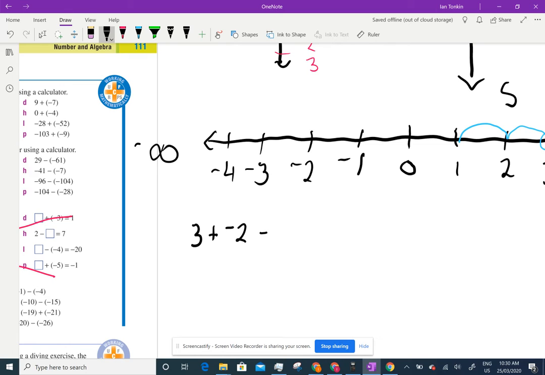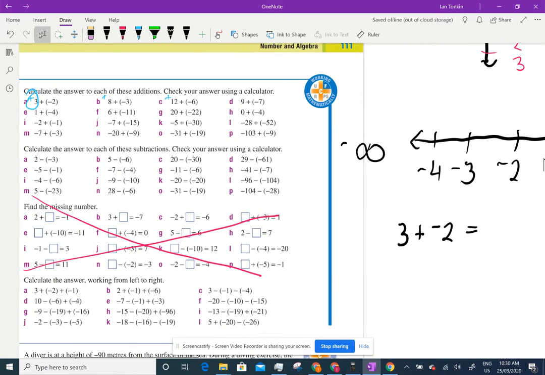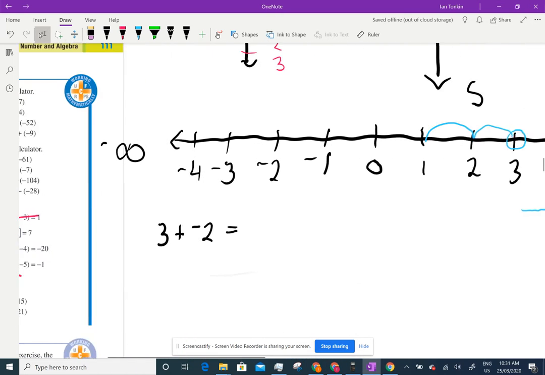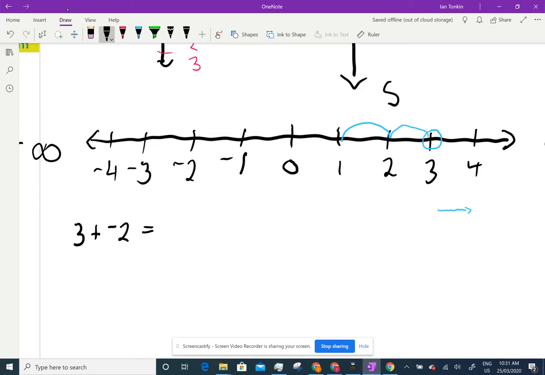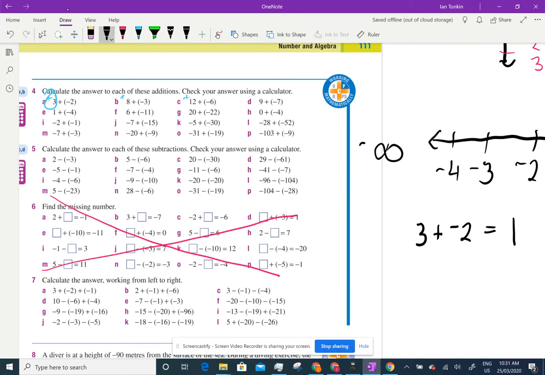Oh, but Mr. Tonkin, they've got brackets or parentheses. Yes, they only put the parentheses there because for some reason they can't write the negative symbol the way it should be, which is a little bit smaller and a little bit higher. So what did we get? 3 plus negative 2 is 1. That's where we finished. So that's question 4A.